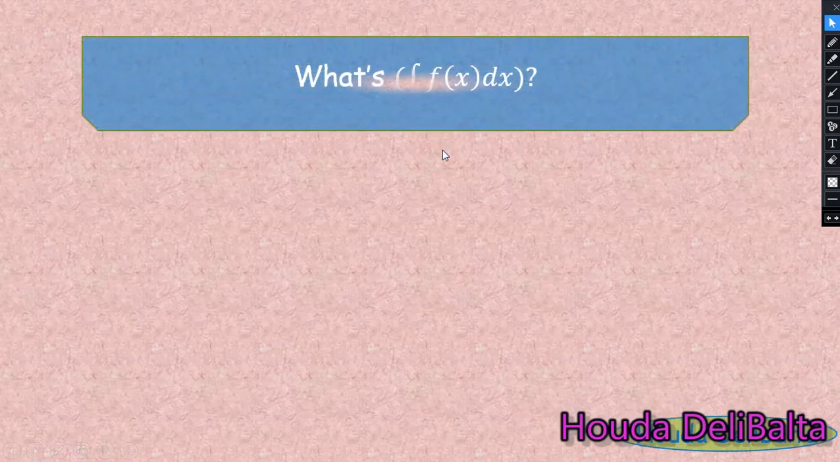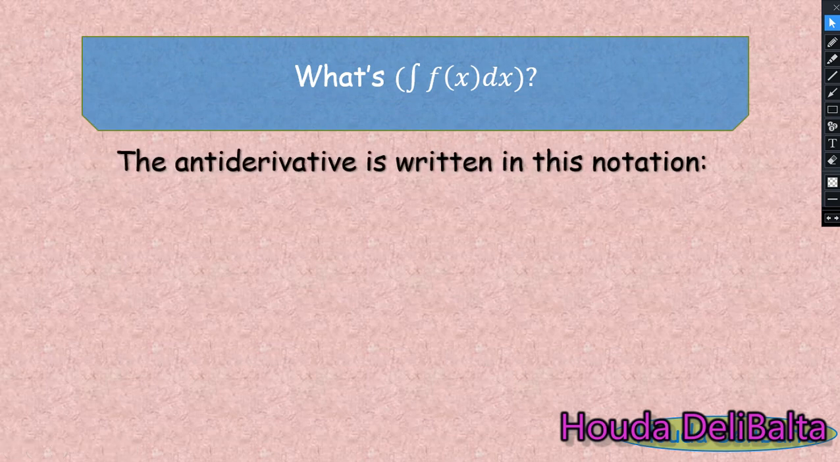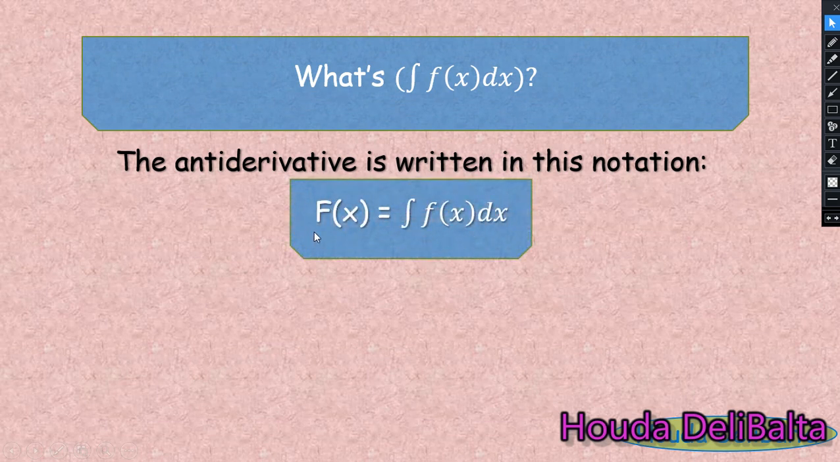Let's continue to know more and more about antiderivatives. What's this symbol? What's this notation about? The antiderivative is written in this notation. Here we go. Capital F of x is equal to the set of antiderivatives of f of x dx, or we can call it the integral.